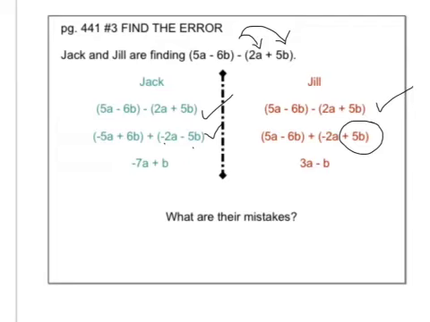So now we have to figure out, is Jack correct? If we were to take his second step and combine like terms, okay, negative 5a plus negative 2a is going to give us negative 7a, so that checks out. And 6b plus negative 5b will give us positive 1b. So Jack was correct, and Jill made the error of not distributing that negative sign.